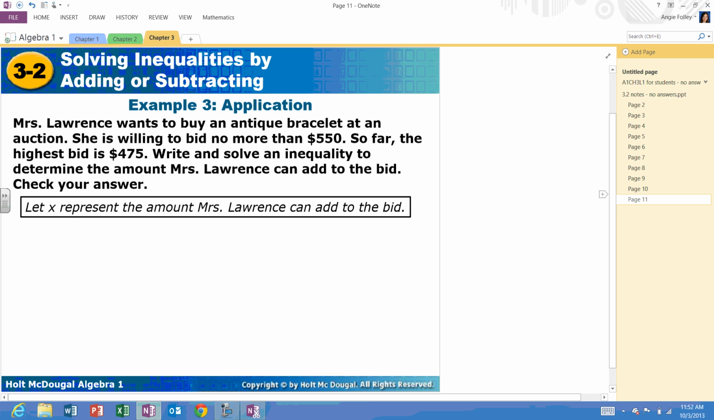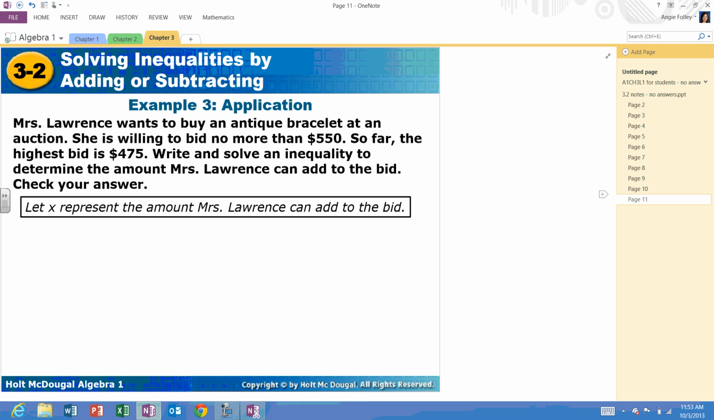All right, last problem. Mrs. Lawrence wants to buy an antique bracelet at an auction. She is willing to bid no more than $550. So far, the highest bid is $475. Write and solve an inequality to determine the amount that she can bid on the bracelet. It tells us to let X represent the amount that she can add to the bid.